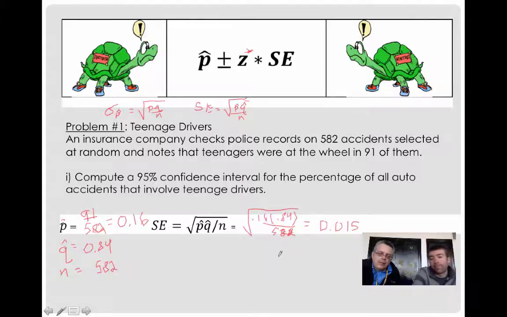Now this is going to go quick. We wanted a 95% confidence interval, so I believe we need z star equal to 1.96. So it would be 0.16 plus or minus. We're doing it twice because we want a lower and an upper bound. So that's p hat plus or minus 1.96. That's how many standard deviations we want to go.